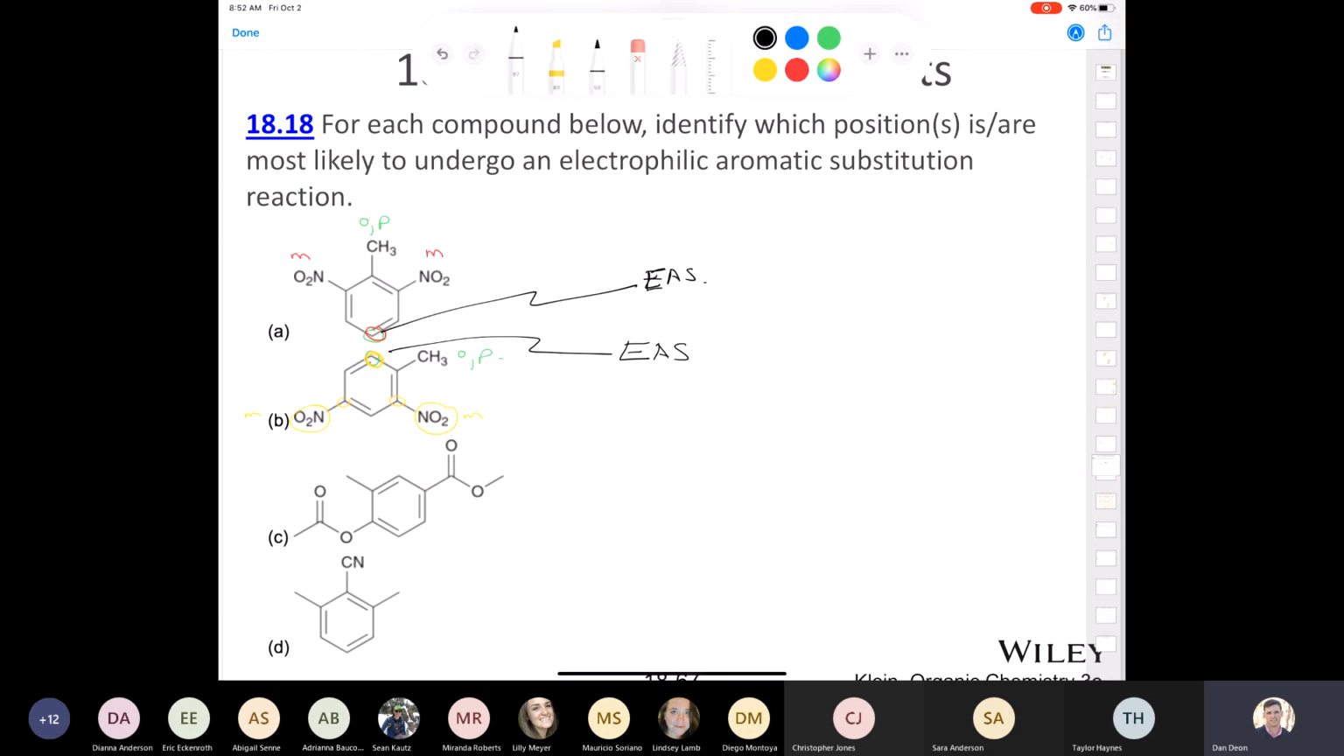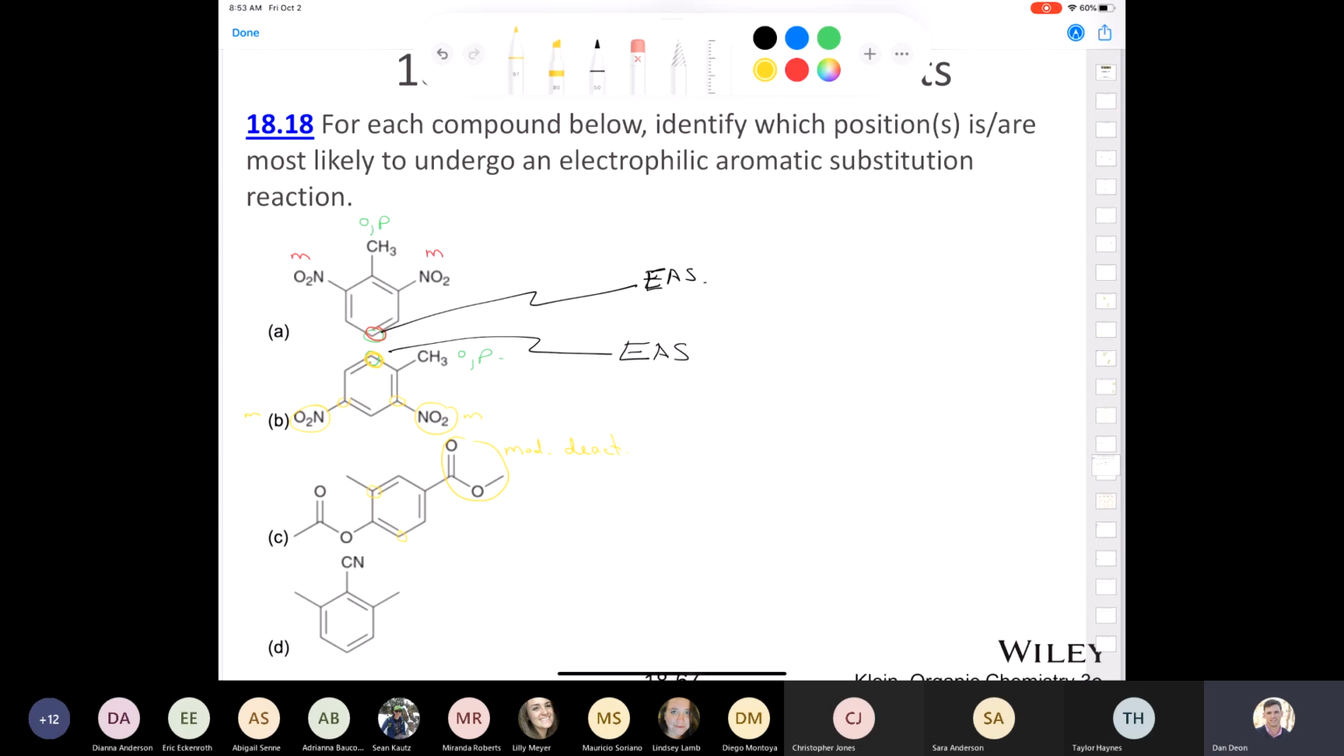Okay, so we'll start with, let me use, I don't know, yellow. We'll start with this ester, and you can see that we have an electron withdrawing group, right? So this is a moderate deactivator, and a moderate deactivator is going to direct to the meta position. Where are the meta positions? This meta position is blocked. This meta position is open.